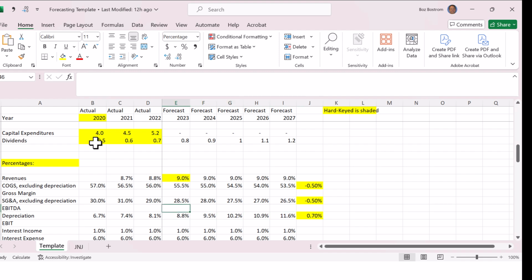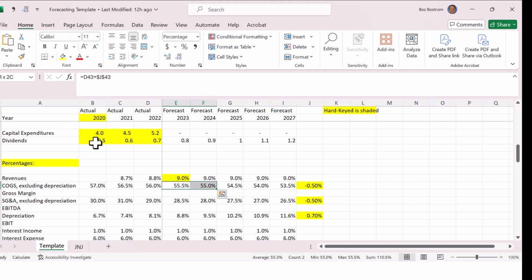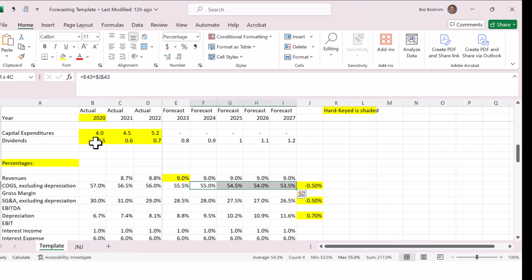What I've actually done in these is, for cost of goods sold, I did equals the prior year plus this change, and then I hit F4 before I left that cell. So when I copy this over one cell here, now it's going off that previous cell, but because I hit F4, it put the anchor or the lockdown on this G43. So when I copy these over, it's always looking to the cell to the left and then reducing it by 0.5%.